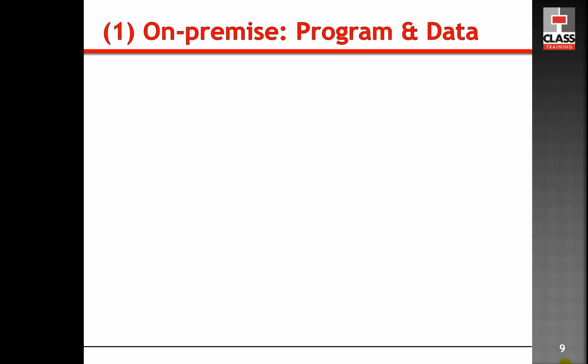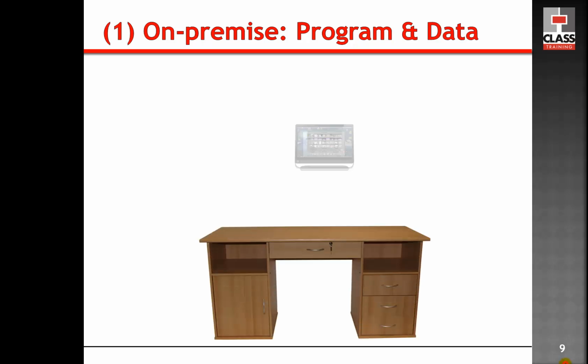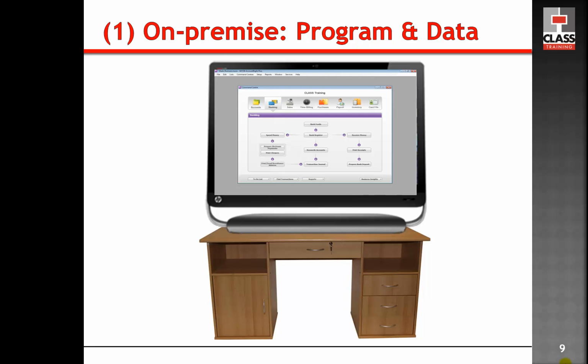Okay, just quickly on premises, program and the data. Just to give you a bit of an understanding of what's meant by offline or online. Typically, we've all had our program installed on our computer, and we've got the program and the data. The program that we use is installed on our computers, and we're standalone and so on.